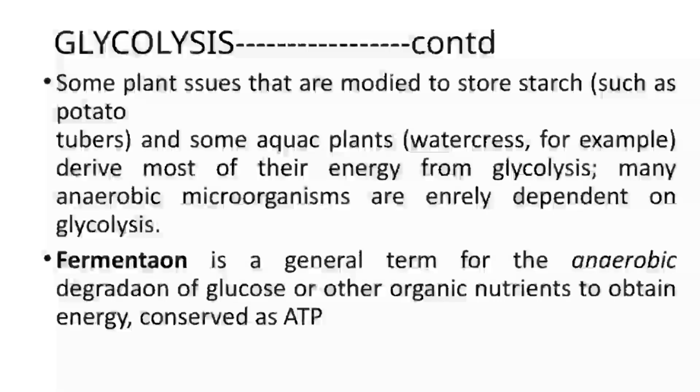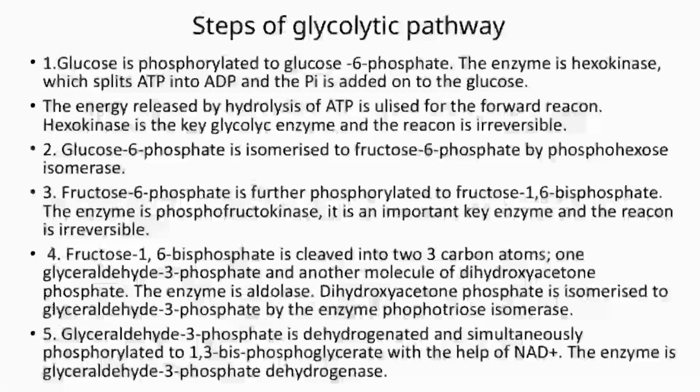Let's walk through the key steps of glycolysis, starting with the first one. Glucose is phosphorylated to glucose 6-phosphate, and the enzyme responsible for this is hexokinase. This enzyme uses ATP, splitting it into ADP, and attaching the phosphate to the glucose. The energy released from ATP hydrolysis actually drives this reaction forward. Hexokinase is a crucial enzyme in glycolysis, and importantly, this step is irreversible, meaning it commits the glucose to the pathway.